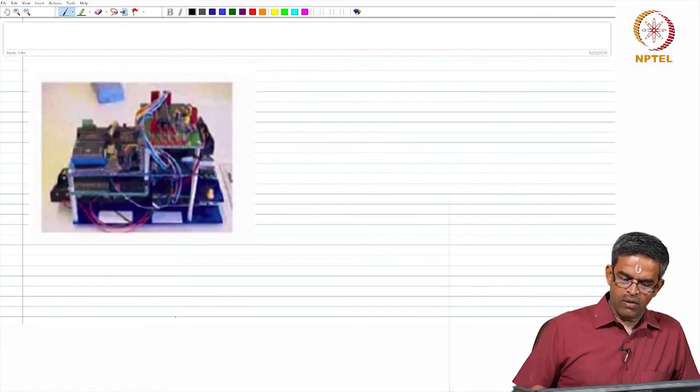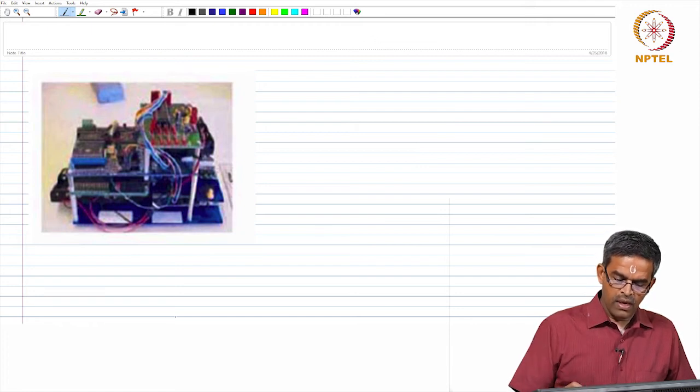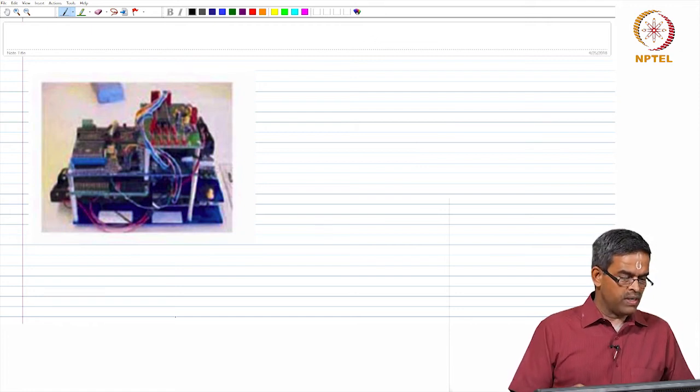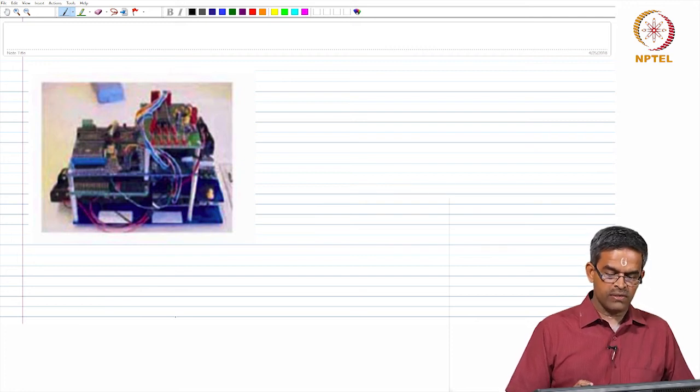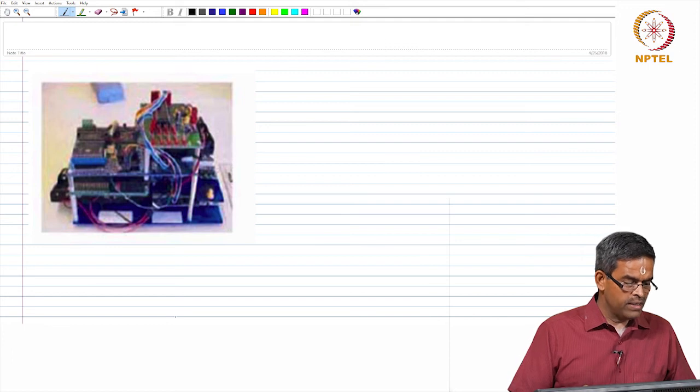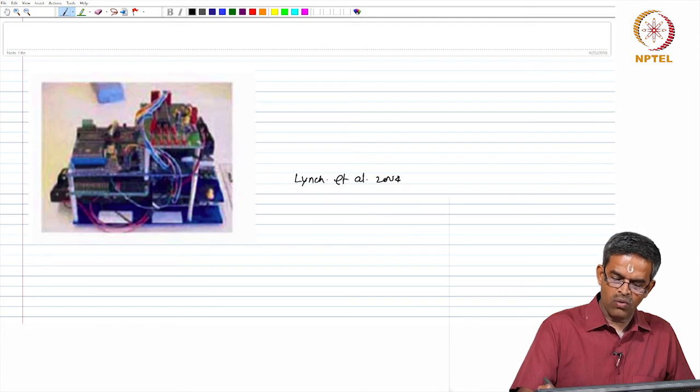A typical picture of this is what is seen in the screen here. This is a dual processor, first time introduced wireless communication receiver which had acquisition server inbuilt. Okay. The reference of this and more details can be seen at Lynch et al. in 2004.